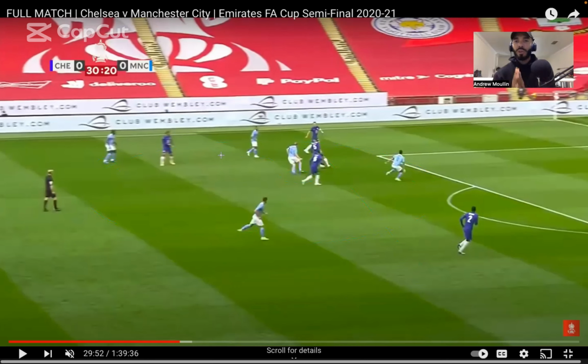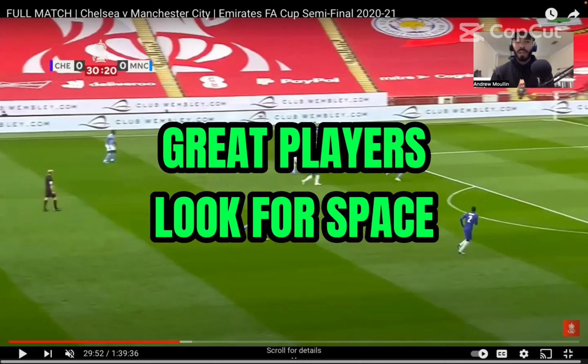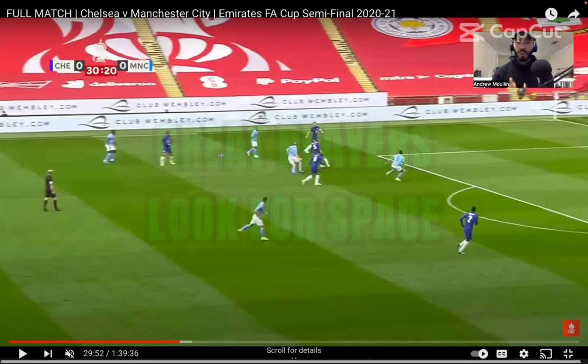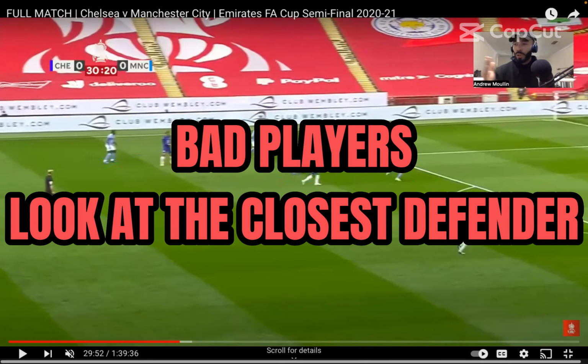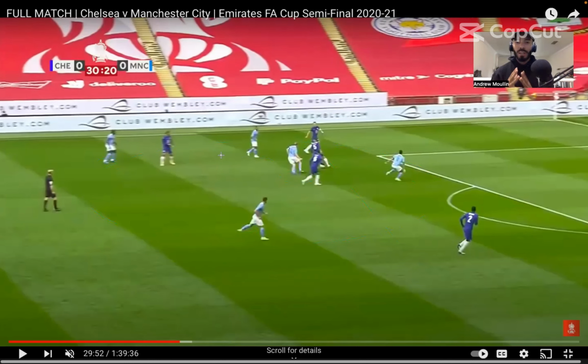If you're in your game, think back to your last game, right? Were you under pressure? Was your back to the goal you're trying to go to? If that's the case, where is the way out? Where is the space? Great players look for the space. Bad players look at the closest defender or the closest pass. But where on the field is the way out, okay?